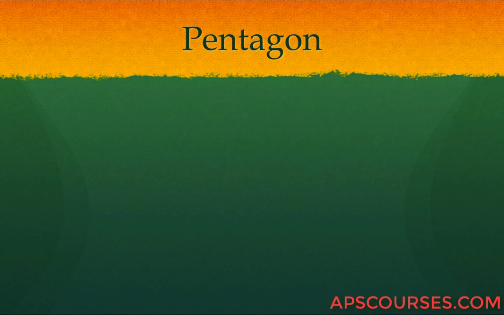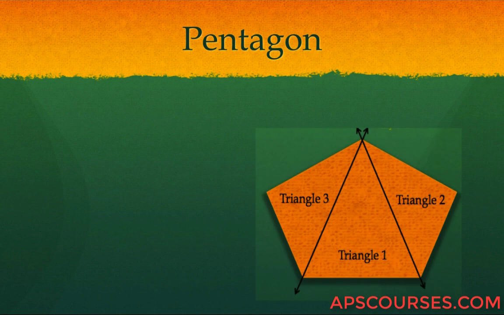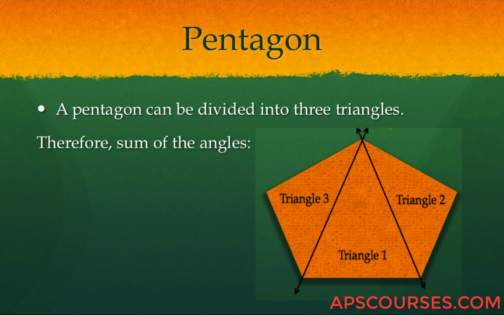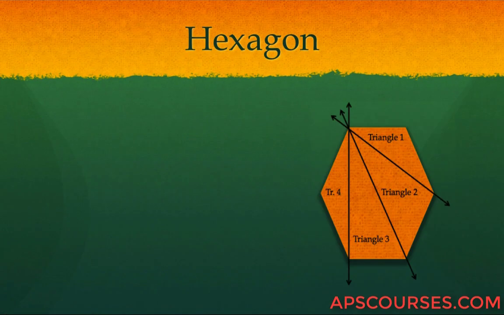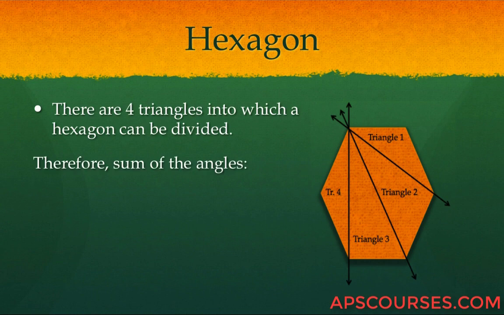Pentagon. A pentagon can be divided into 3 different triangles, triangle 1, 2, 3. And therefore, sum of all the angles of a pentagon is 180 plus 180 plus 180, the angles for 3 triangles, and this is equal to 540 degree. Hexagon. A hexagon can be divided into 4 triangles, and therefore sum of all the angles of a hexagon is 4 multiplied by 180 because there are 4 triangles, and this is equal to 720 degree.